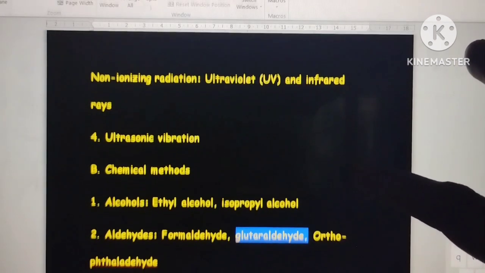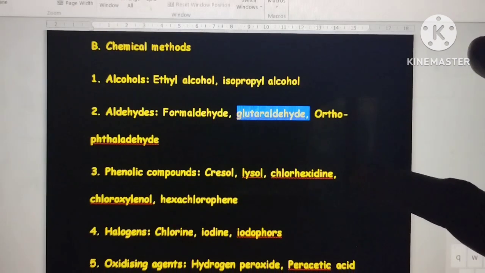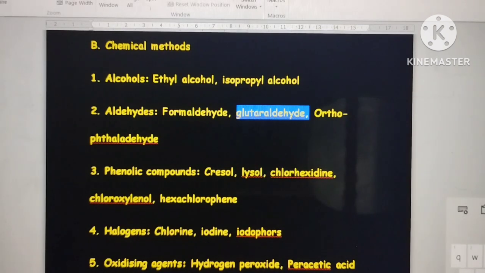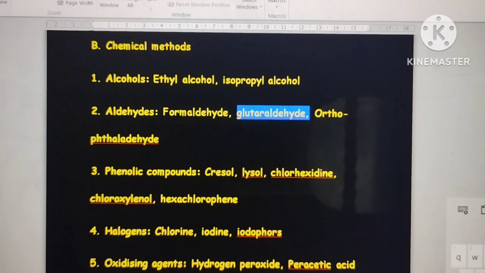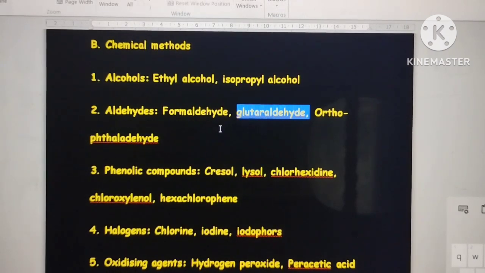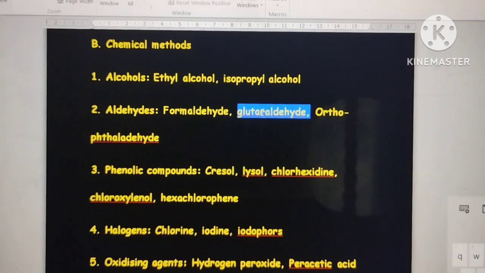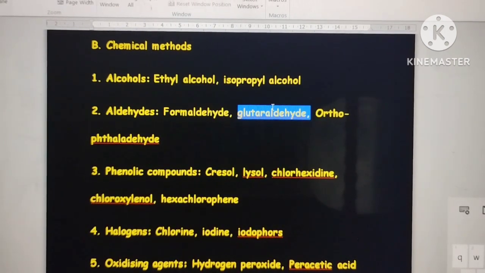And coming to the chemical methods, first it is alcohol, ethyl alcohol and isopropyl alcohol, which are used in sanitizers. Coming to aldehydes: formaldehyde, glutaraldehyde and orthophthalaldehyde. Formaldehyde is used in the fumigation of OT, and glutaraldehyde at 2%, called Cidex, is used for endoscopes and all. Again, this has been asked in examinations.